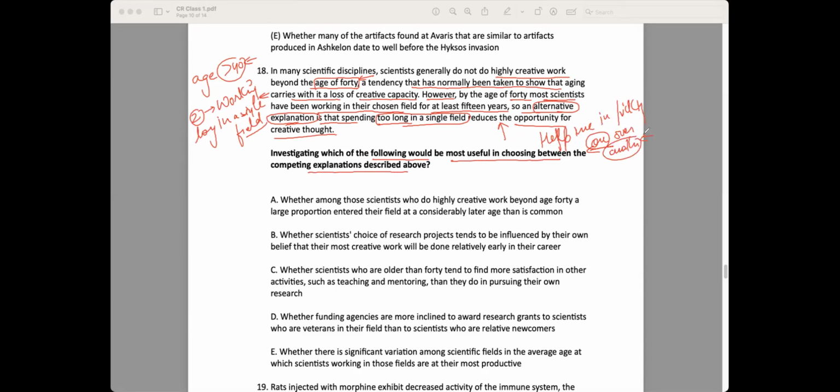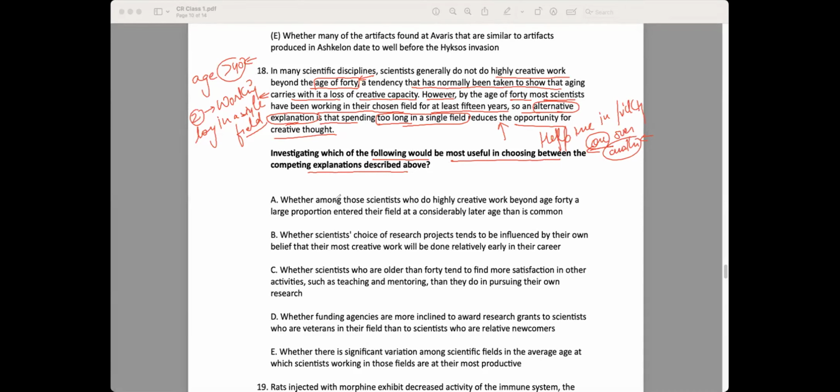Okay. I mean, the correct option must be supporting one of the explanations and weakening another explanation. That's the whole point. It must be going in support of one explanation, the correct option, and against the other explanation. That will help me to pick one explanation over another.